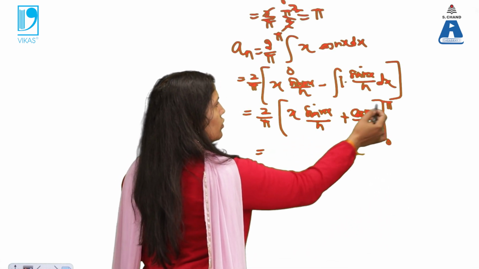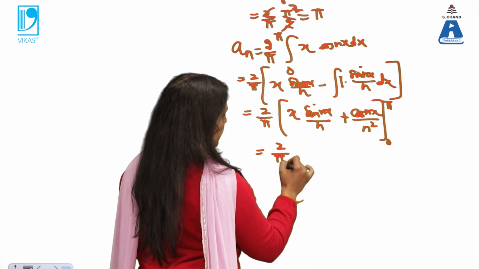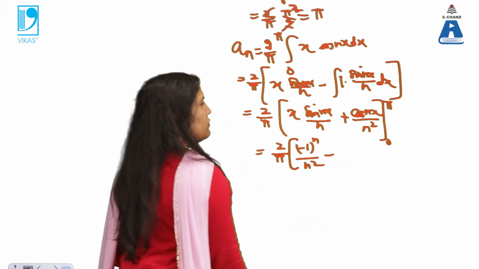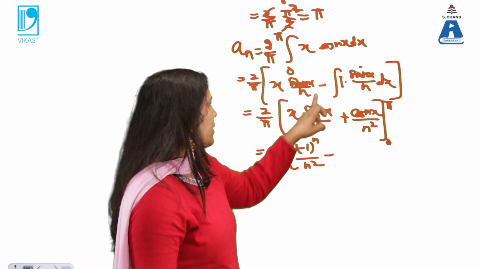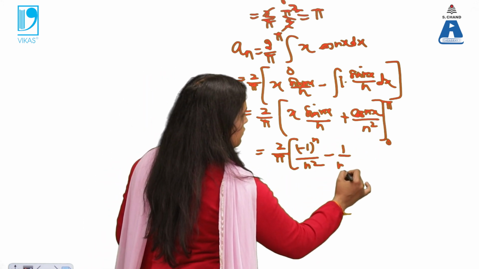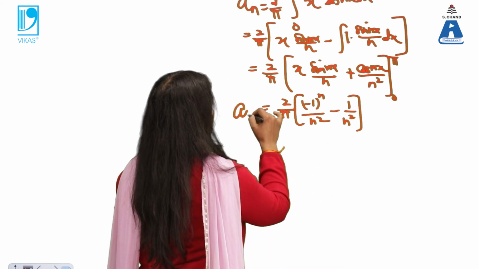Sin n pi is 0, but cos n pi is not 0, so the value will be 2 by pi, minus 1 to the power n upon n square, minus, when you substitute 0, it will become 0, and minus 1 by n square. This is the value of a_n.